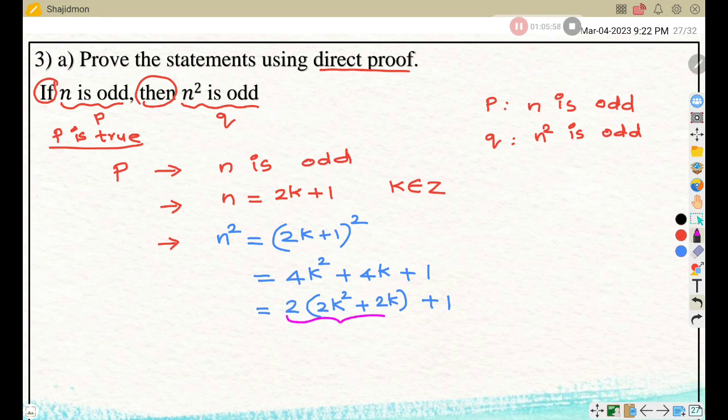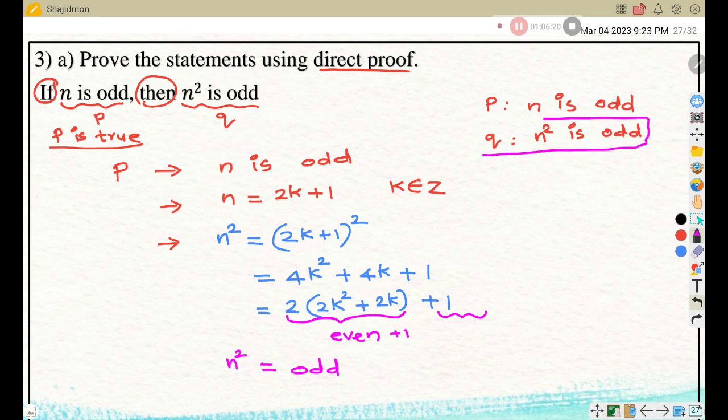So this number should be what type of number? Even number. Plus 1 means what type of number? Odd number, correct? Even number plus 1 should be an odd number. Why is it even? 2 multiply, that is why even. Plus 1, it is an odd number. So n square is odd. N square odd means Q statement is also true, correct? That means Q is also true. So what can we say? P implies Q is true. That means if P is true, Q is also true here. Hope you understood this question.